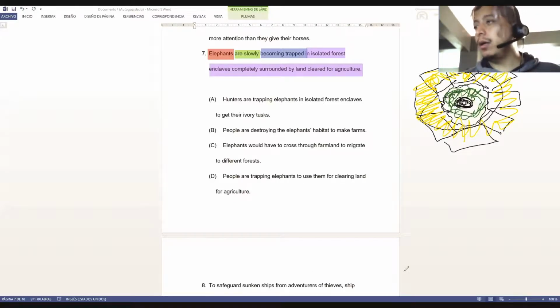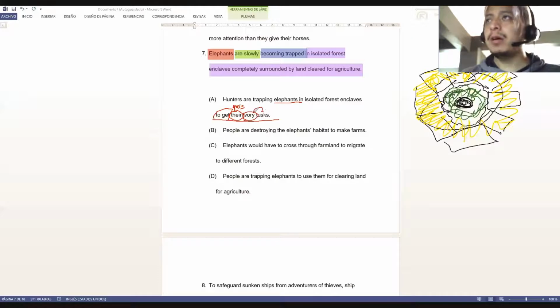So what does it say? Hunters are trapping elephants in isolated forest enclaves to get their ivory tusks. What is an ivory tusk? To get their ivory tusks. So the hunters are trapping them, and this is the reason. To get, yeah, their, this is a possessive adjective. Their means the elephants, like the tusks belong to the elephants. What are the tusks? And what is ivory? Ivory is an adjective and is describing the tusks. The tusks are a possession of the elephants.